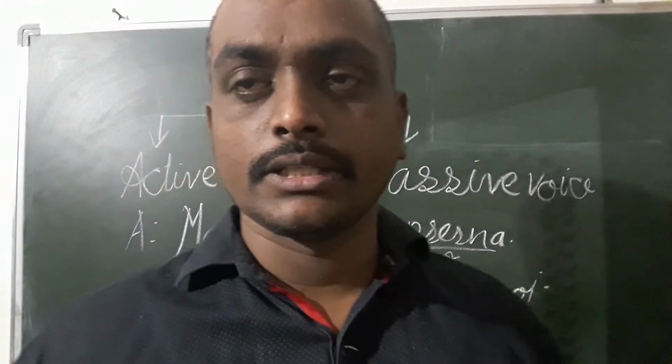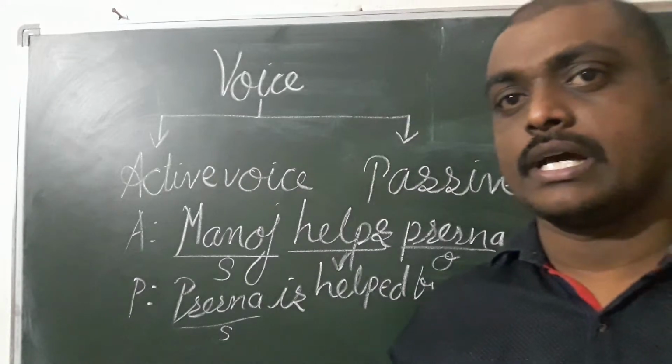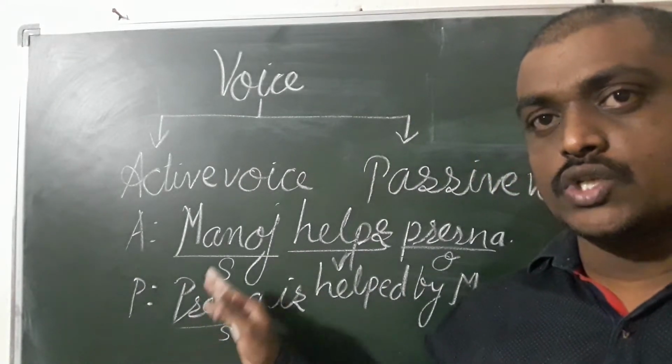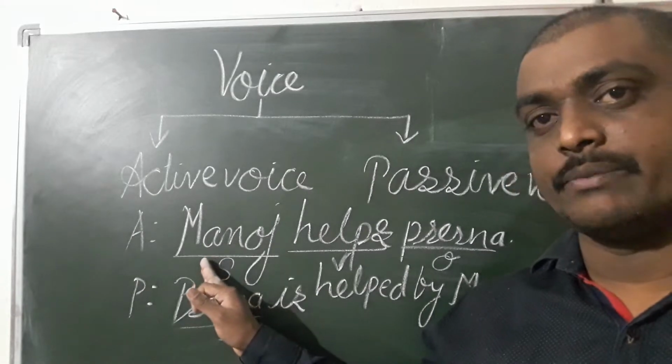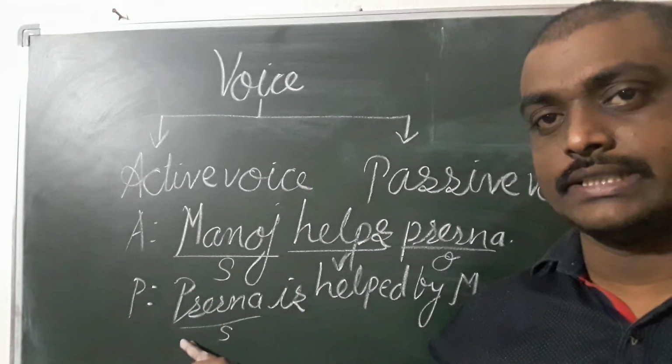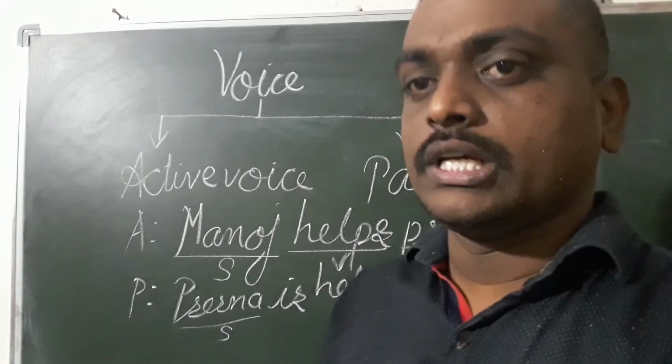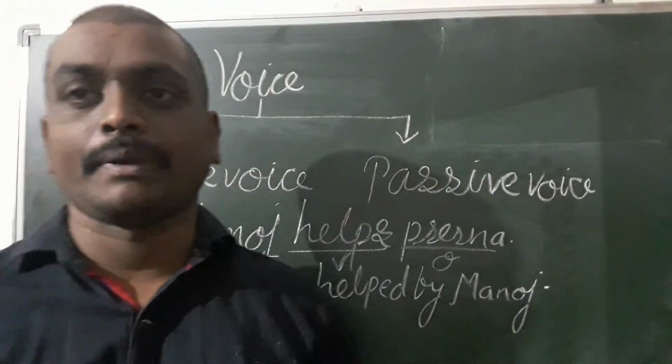The reason is that the subject of the sentence, Prerna, is not a doer of an action, she is only the receiver of an action. So when the subject is a doer of an action, it is an active voice. When the subject is a receiver of an action, it is a passive voice. I hope you have understood the difference between active and passive voice.